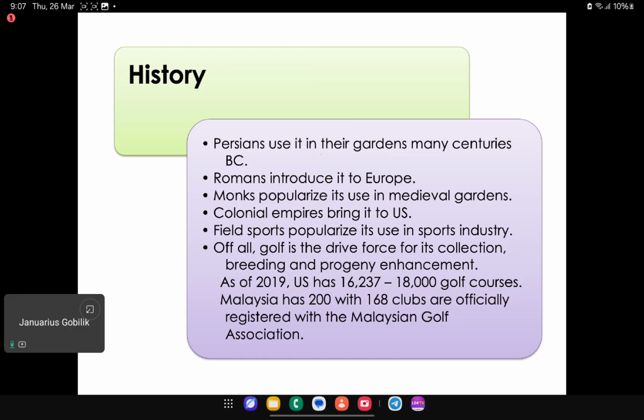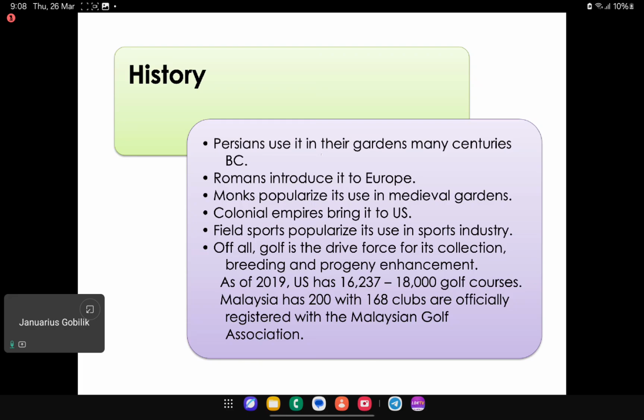So a little bit about the history. The Persians used it in their gardens many centuries before Christ, and the Romans introduced it to Europe and then popularized its use in the medieval gardens. Colonial empires brought it to the United States, and sport popularized its use in the sport industry, and that's why we have it also in our country. And of all, golf is the driving force for its collection, breeding, and progeny enhancements.